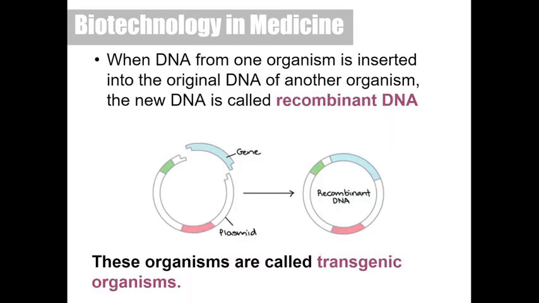Now, when DNA from one organism is inserted into the original DNA of another organism, the new DNA is called recombinant DNA. And these organisms are called transgenic organisms. And finally, let's talk about biotechnology that is used in agriculture.